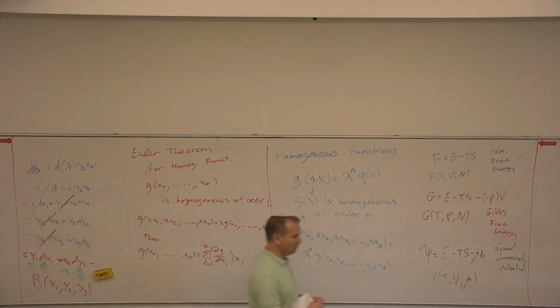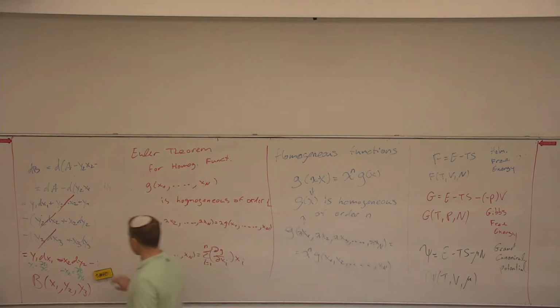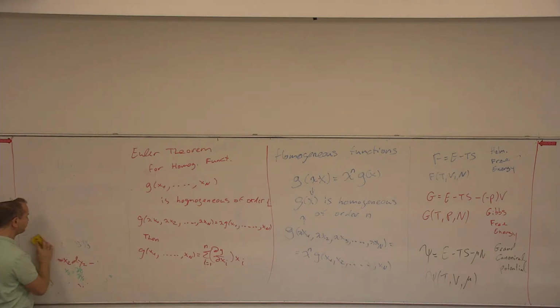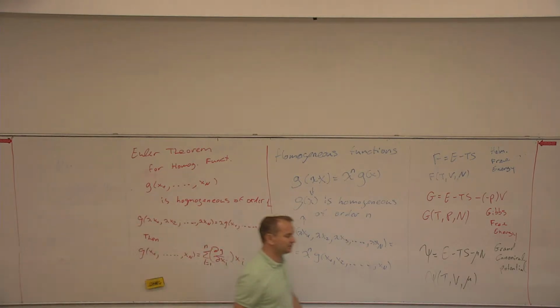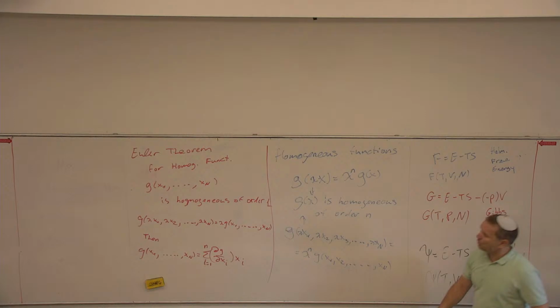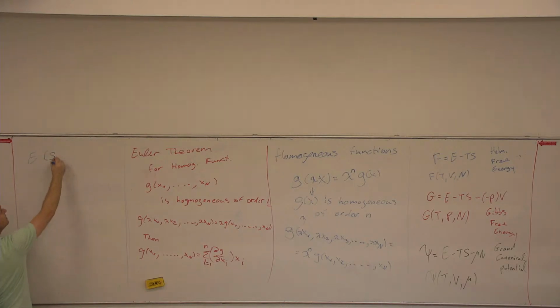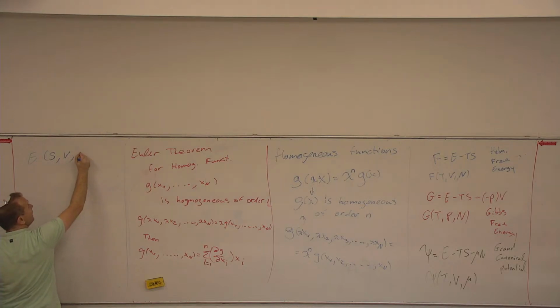I won't prove it to you. Hopefully you've seen a proof of this or a sketch of a proof of this once in your lifetime. But it's actually very useful in thermodynamics. Why is it useful in thermodynamics? It's useful because energy is an extensive function, and it depends on extensive variables. So what do we know? We know that E is a function of S, of V, and of N.